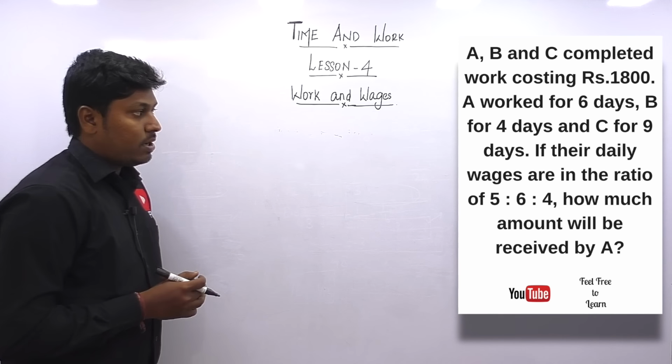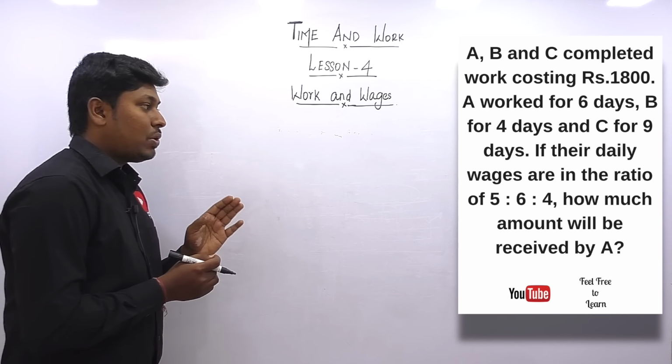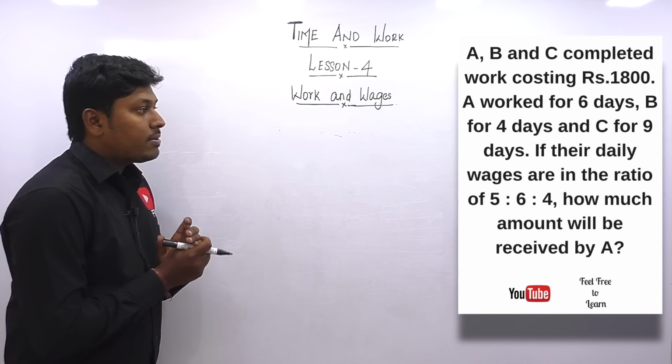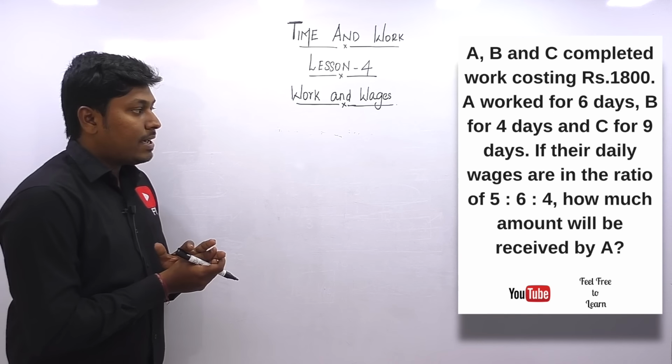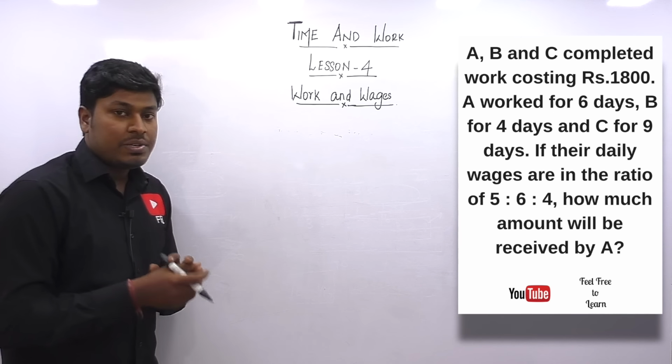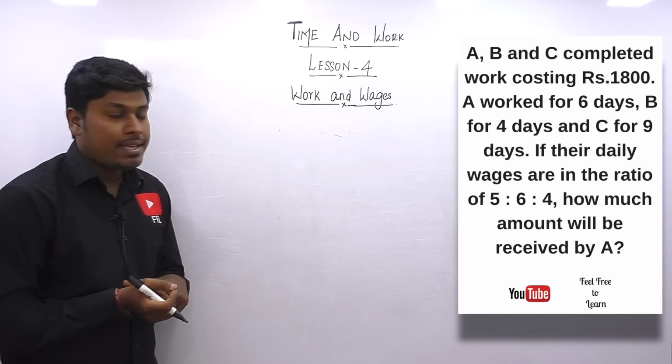Question number 4. A, B and C completed work costing rupees 1800. A worked for 6 days, B worked for 4 days and C worked for 9 days. If their daily wages are in a ratio 5 is to 6 is to 4, how much amount will be received by A?